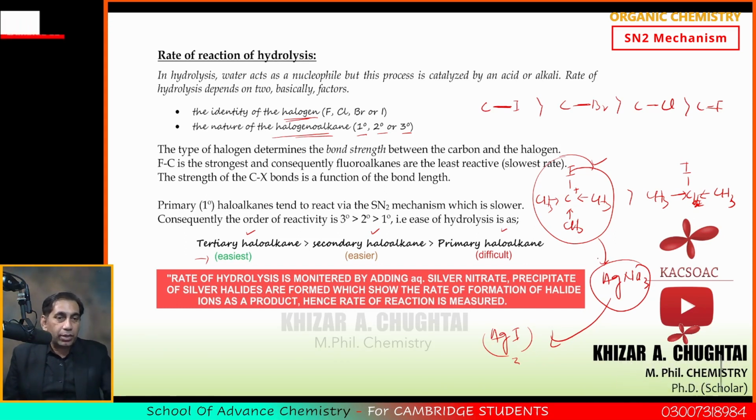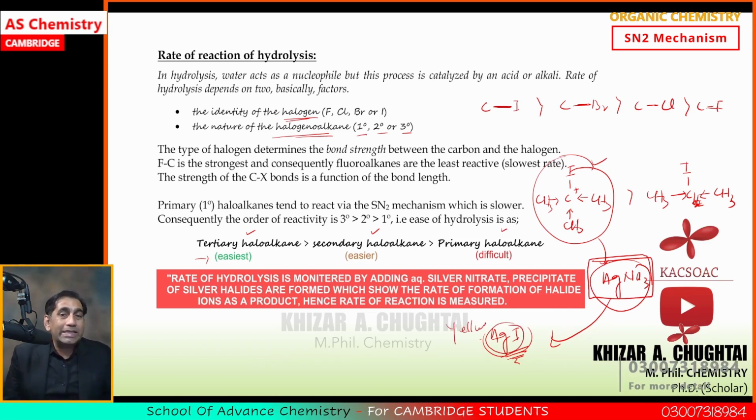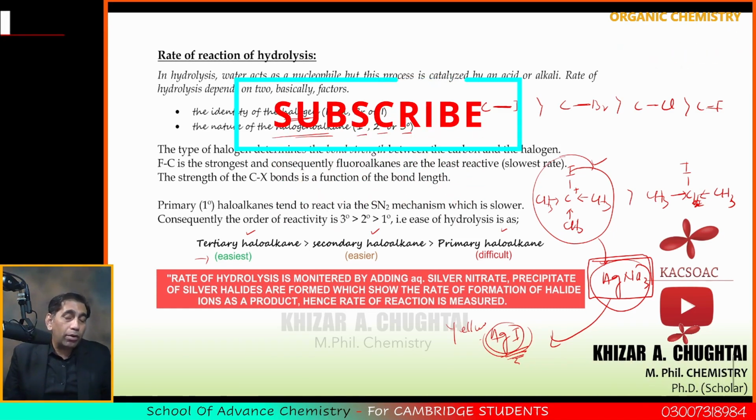This AgNO3 is an inorganic compound. It is just added to visualize and identify the species that is being formed. So in this case, especially, yellow precipitates are formed. As you know, AgI is yellow in color, and its quantity and intensity will let you know how rapidly the reaction is happening, and so on.